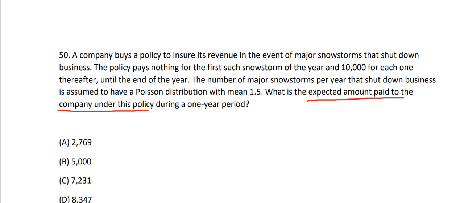Okay, so the company pays, let's say, for the snowstorm. It says they will pay nothing for the first one, pay 0. So let's say n is the number of snowstorms in a given year. It can be 1, can be 2, can be 3, right? Can be infinity.